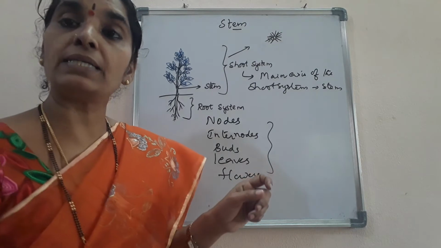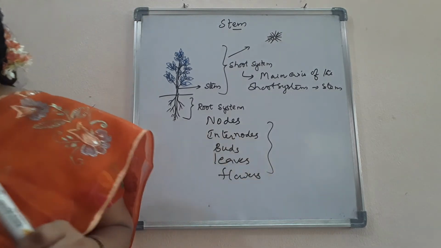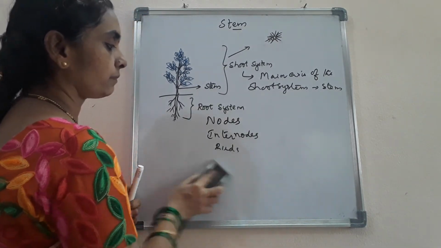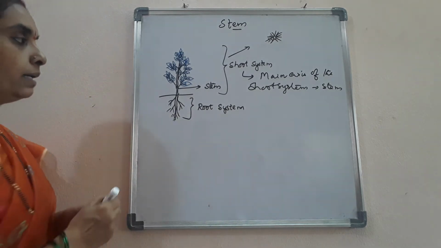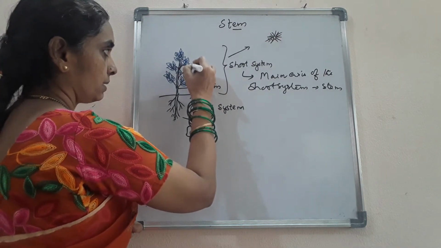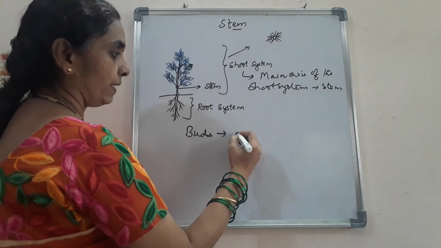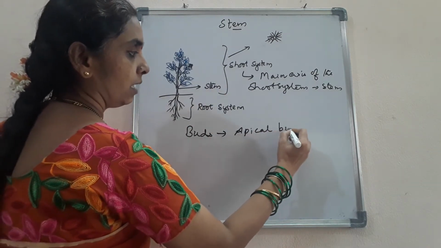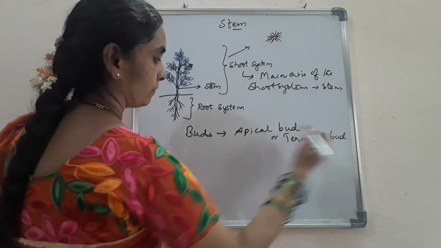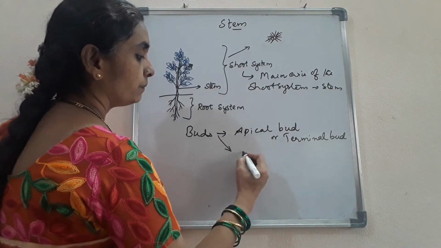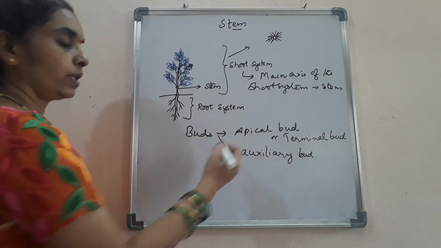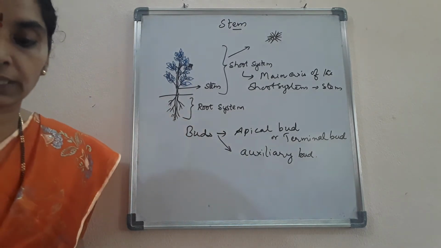So what are buds? Buds are of two types. They are apical or terminal buds, and the other one is axillary buds. Now we are going to see about apical or terminal buds.